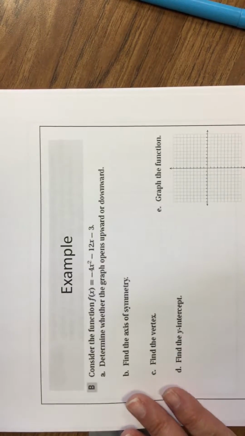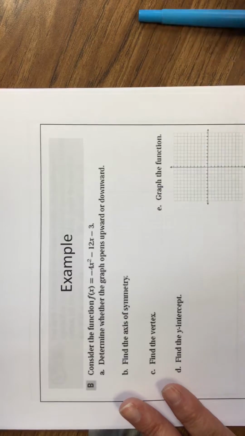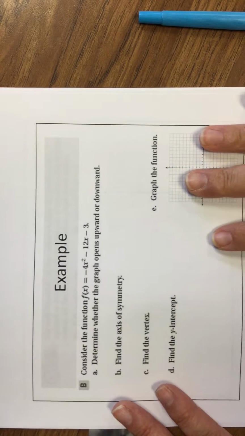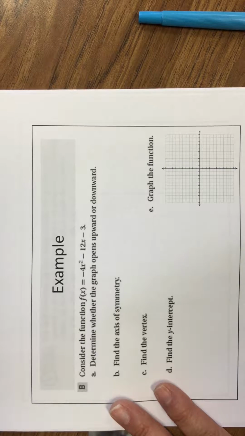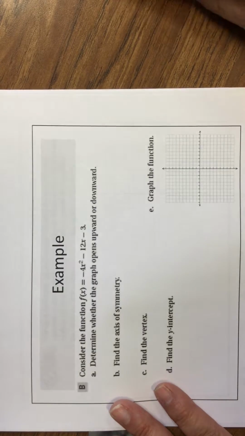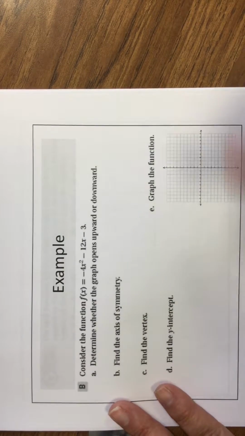Okay, let's do another example together. They give us another function that is not in vertex form, so I can't just do my shifts left and right. I'm going to have to actually use the axis of symmetry, find my vertex, and find my y-intercept.